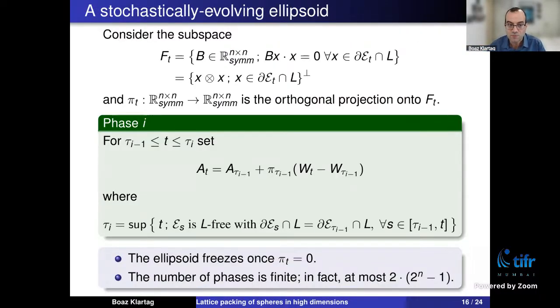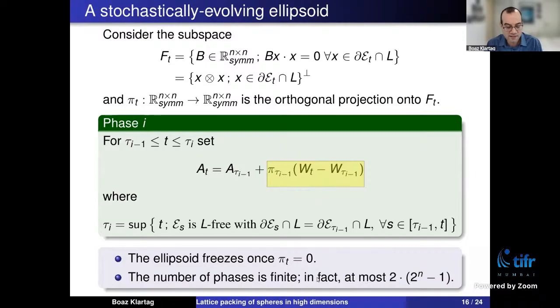And then what would I do? After I reach this point on the boundary, I continue the evolution, but only in the linear subspace of matrices that satisfy these constraints, that preserve this point on the boundary. So I project the future Brownian motion onto the subspace of all matrices that do not touch the vectors that are already on the boundary, and continue the process. Each time I get a new point, I start a new phase. And when I have lost all of my degrees of freedom and I just project to the zero-dimensional space, I stop the process. And you can prove that there are not so many phases, just exponentially many phases in dimension.